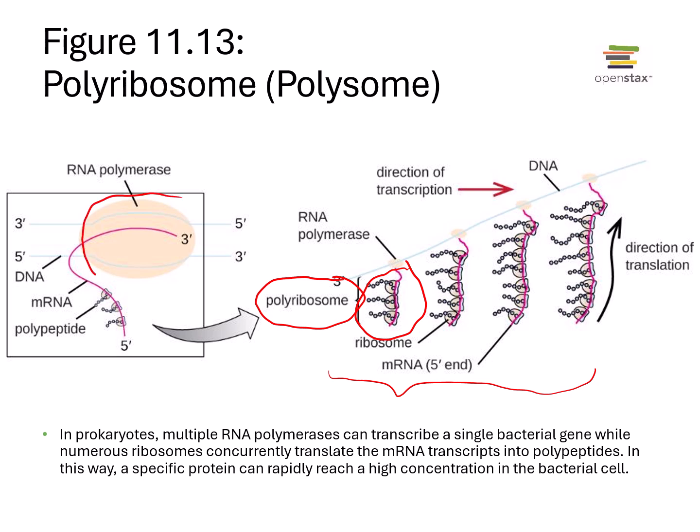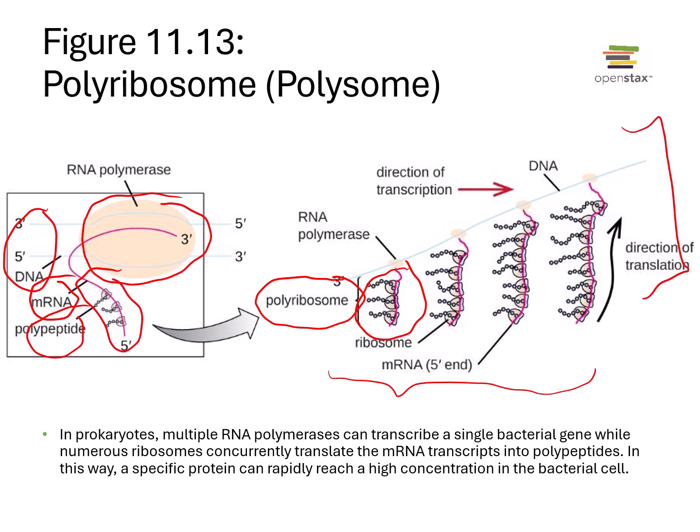So here's transcription, right? I'm reading DNA and making my messenger RNA. And as soon as the mRNA is made, ribosomes can attach and start translation. So we're seeing that here. This leads to long chains of ribosomes on a single messenger RNA molecule.